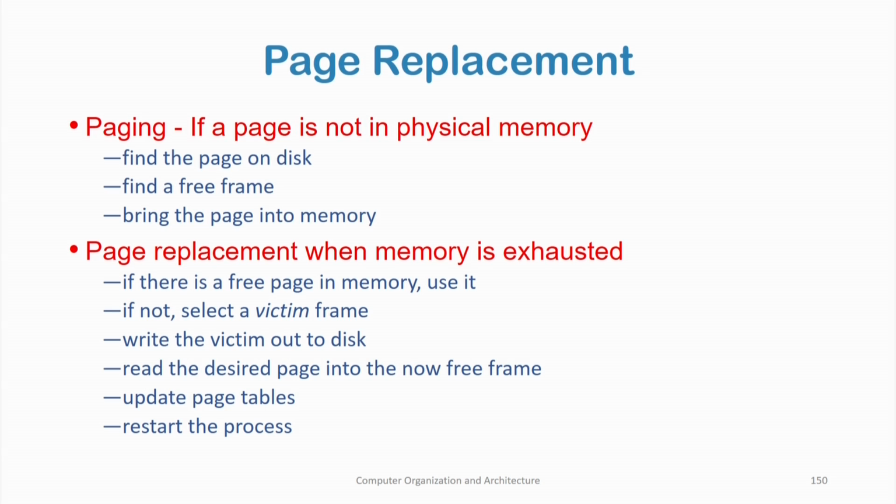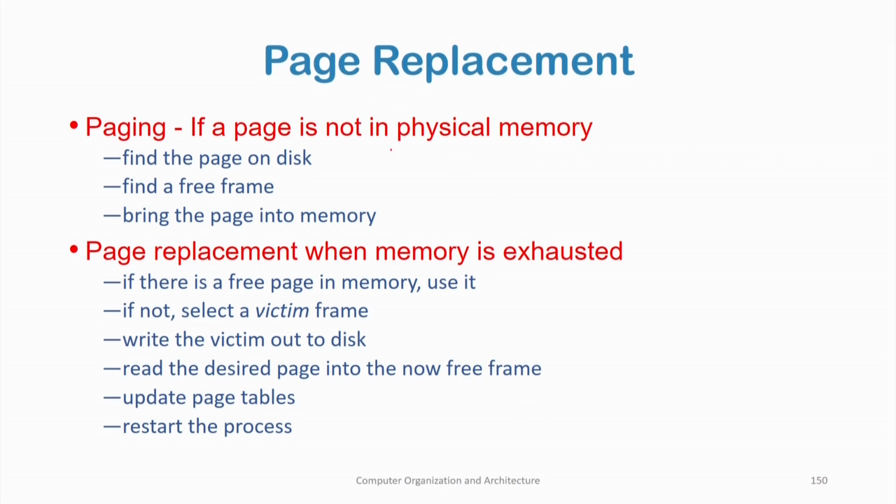Just to brush up, we discussed page replacement, but we will now discuss algorithms. Just to brush up as to why we require page replacement. In paging, if a page is not in physical memory, we have to find the page on the disk, find a free frame in the physical memory, and then bring the page into memory and put it in that free frame. So, I need page replacement when memory is exhausted.